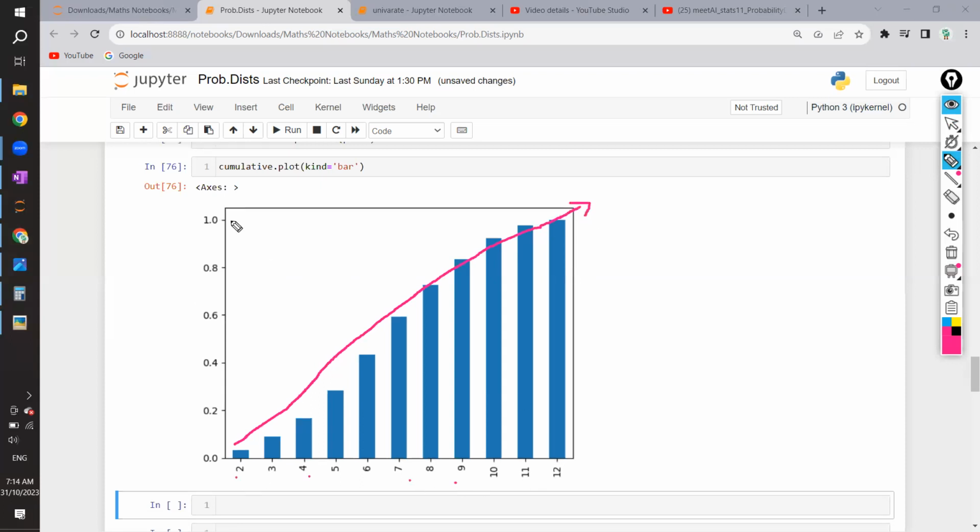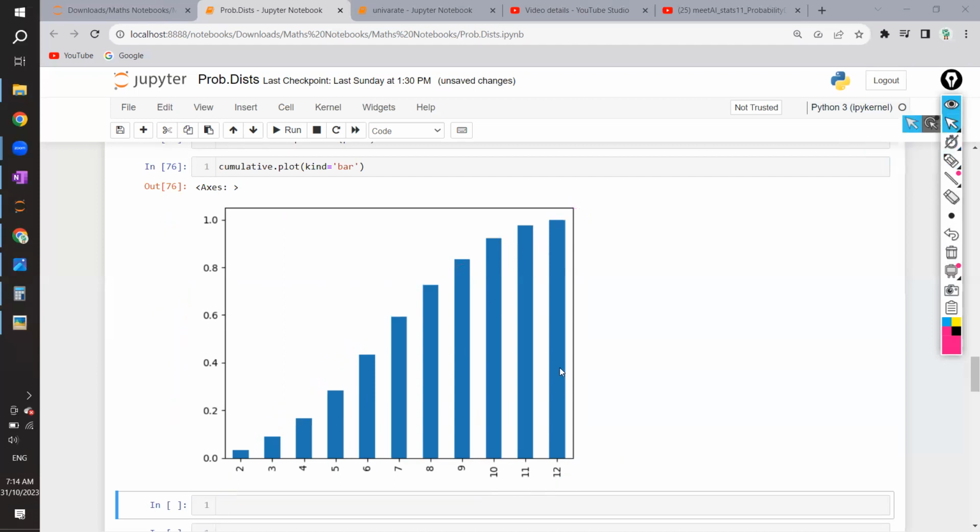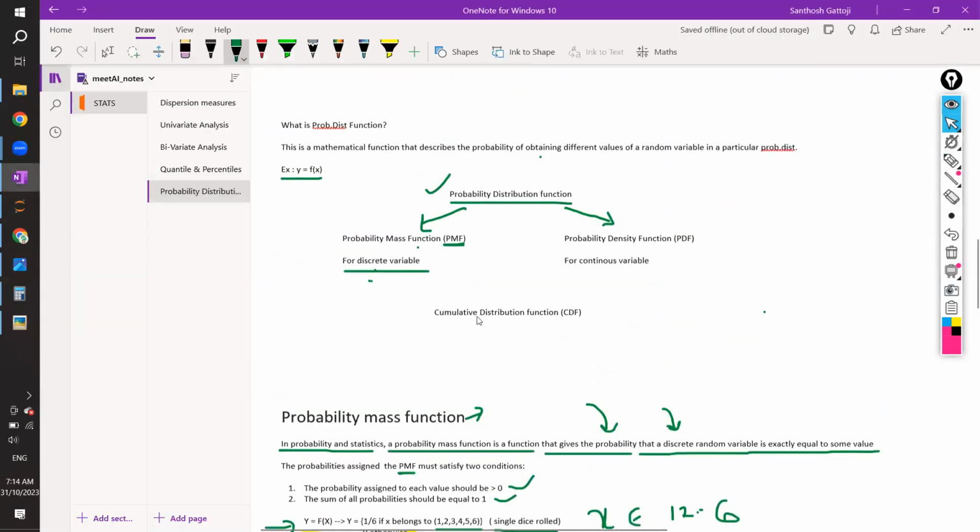But always remember, for the cumulative, the last one, 12, will be the sum of all the other probabilities. So the sum of all probabilities will be equal to 1. That's why you will have 1 over here. The range of cumulative is usually from 0 to 1, and 1 will be the maximum value. You can clearly see an exponential growth in the cumulative distribution. This is called the CDF. What I have written here is the cumulative distribution function.